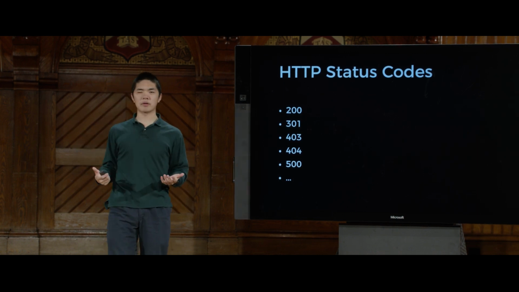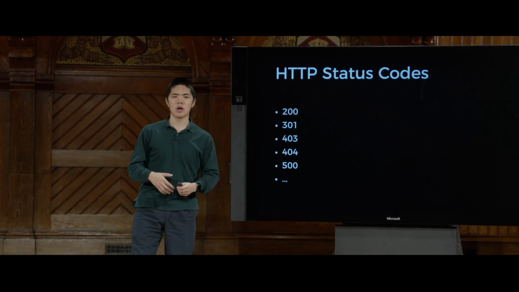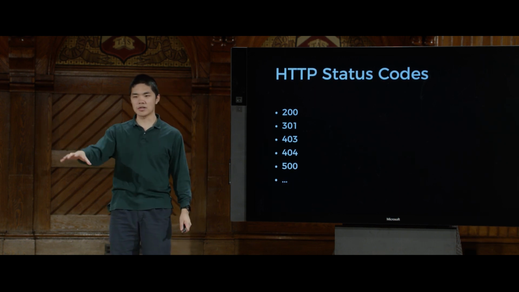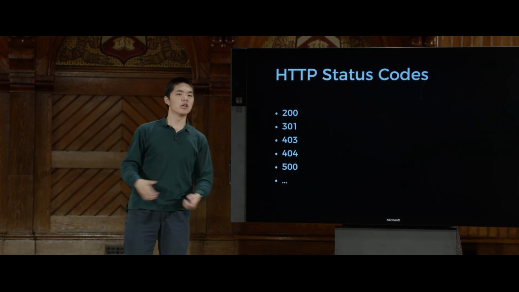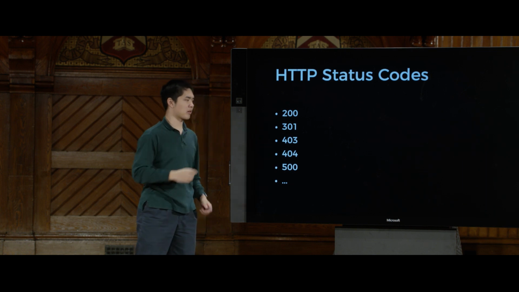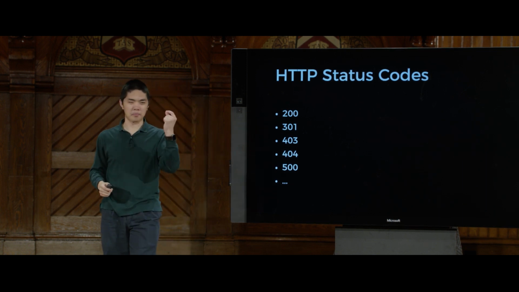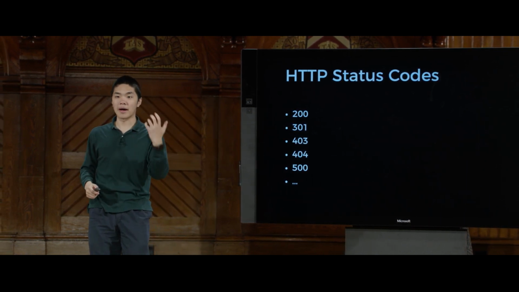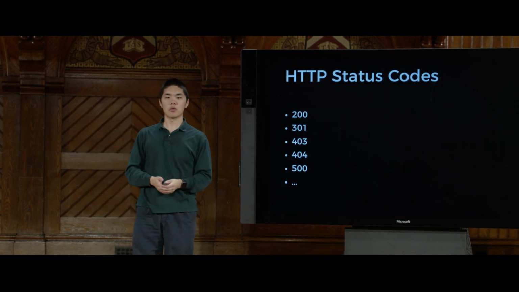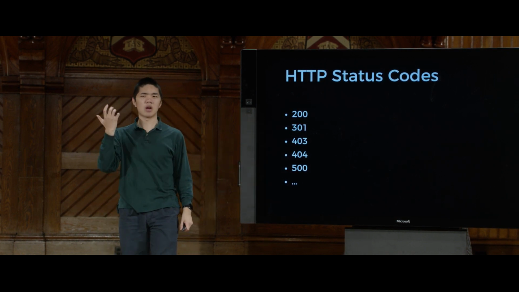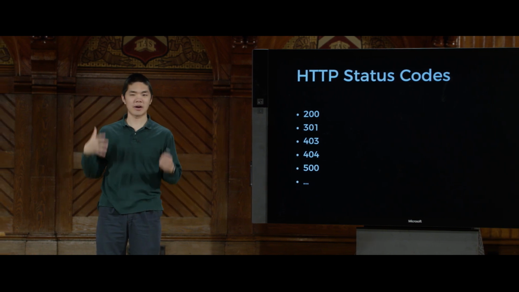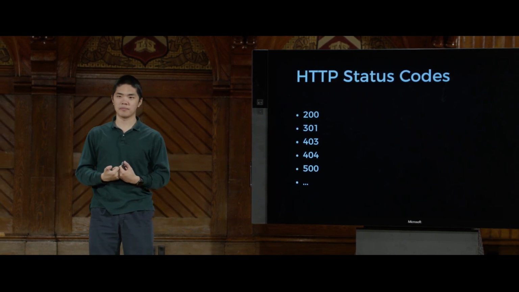But there are other things that can happen as well. 301 we looked at for like something's been permanently moved. If one address is redirecting me to some other address, you can redirect them using a 301 response code. 403 means like forbidden. You're trying to access a page you're not authorized to access. 404 is one you've probably seen a lot, meaning not found. Like this page just wasn't there. I tried to access a page that didn't exist.